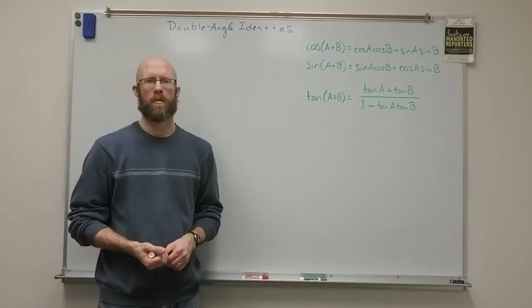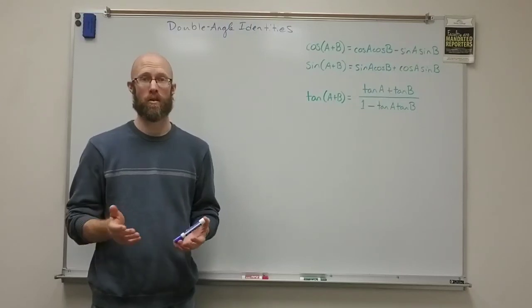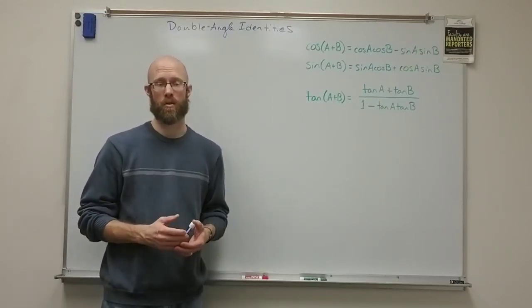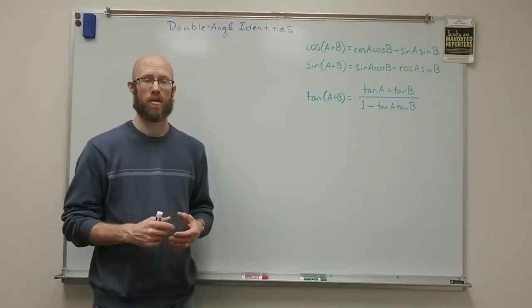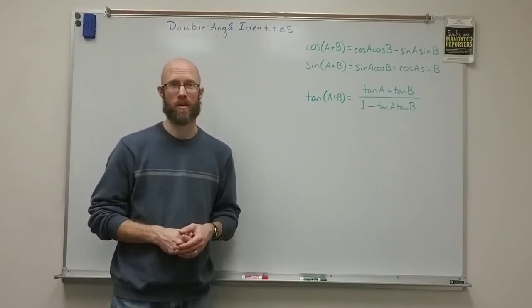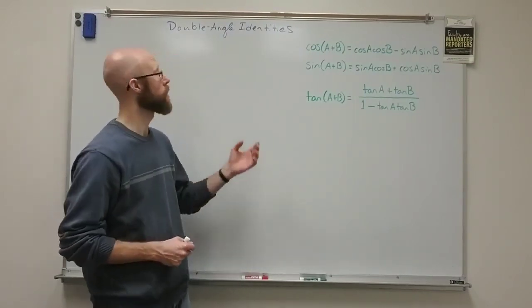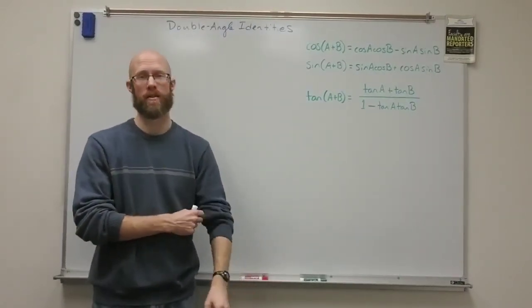Now that we have established the sum and difference identities for sine, cosine, and tangent, I guess there's three of them, we're going to use those identities to develop more identities, basically. We'll just keep building trig identities here. The next one we're going to look at is called the double angle identities.